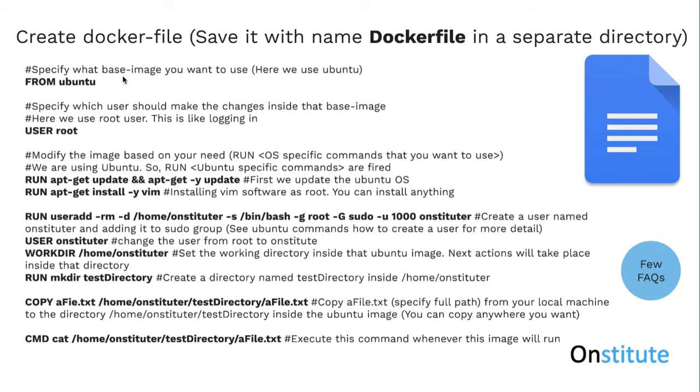The first line of a Dockerfile always specifies the base image that you want to use for your final image. Here we use the Ubuntu image. You can specify that with the FROM command of Docker. That is, FROM followed by the image name, that is Ubuntu, which we downloaded a few minutes back in the last video.